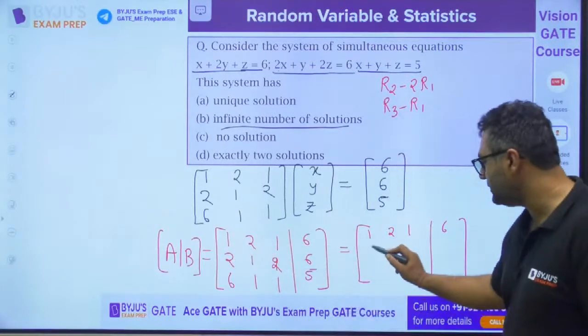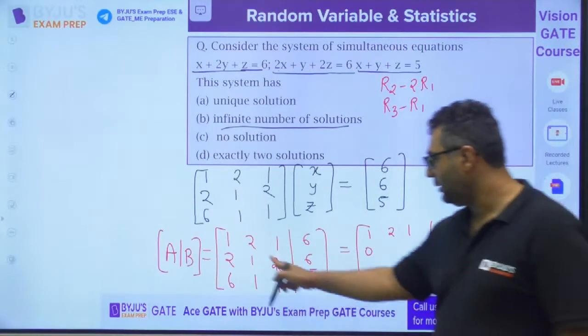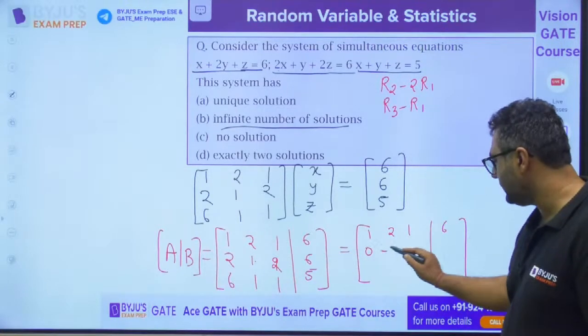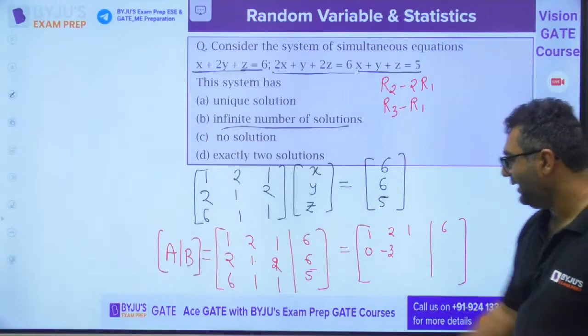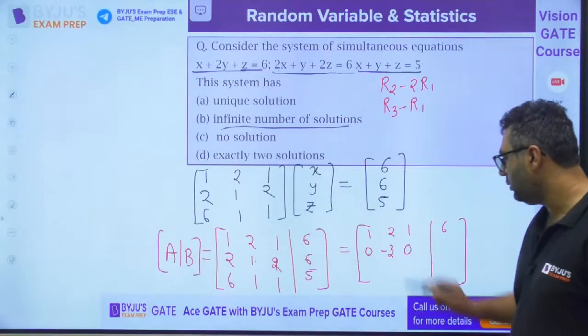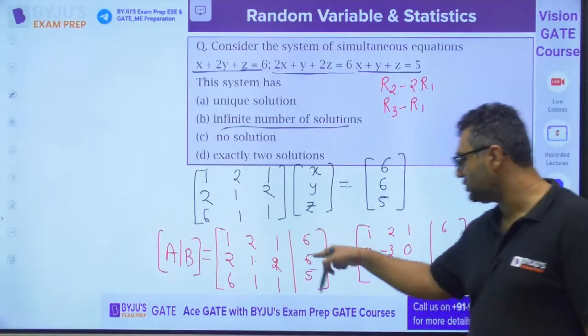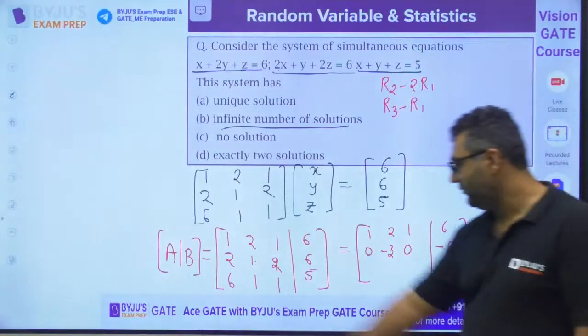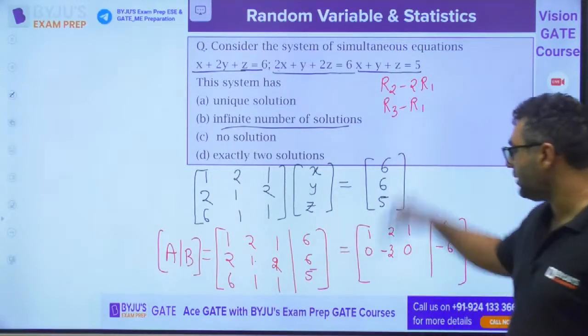We are operating R2 minus 2R1. 2 minus 2 will be 0. Then R2 minus 2R1, will it be minus 3? And here once again we will have 0. And this is 2 into 6 is 12. 6 minus 12 is minus 6. Then we have 6 here. This is R3 minus R1.